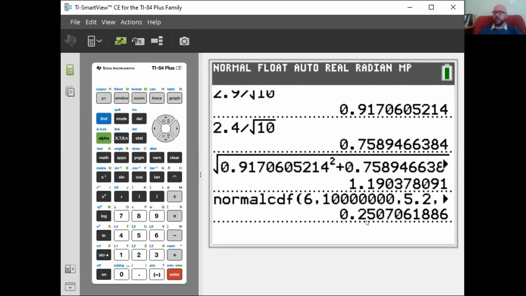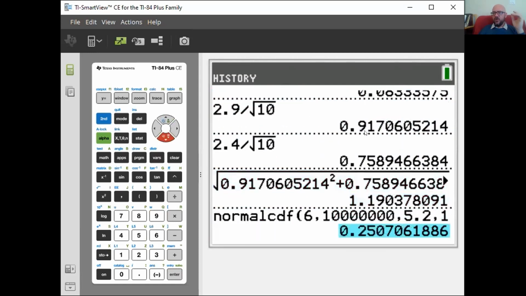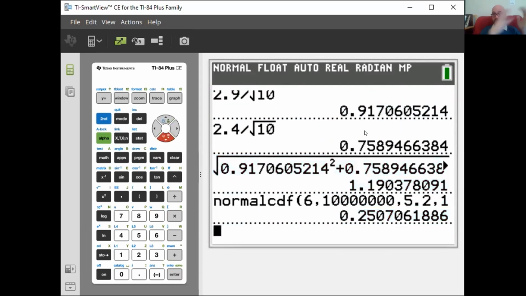And you can see it's smaller, 25% of the time. Whereas about 40% of the time, if you took one man and one woman, you would get the man being at least 6 inches taller. If you take an average of 10 men and an average of 10 women and find the difference, you're only going to get that the average of the men's heights is 6 inches greater than the average of the women's heights or more only about 25% of the time.